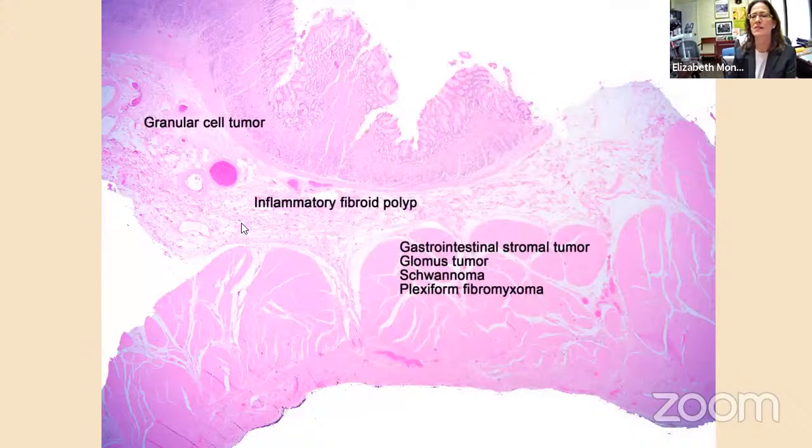Okay, now we get into the stomach. We start to see mesenteric lesions in the stomach, but I'll focus on those as we go further. You still see your granular cell tumors in the stomach. They're up here. Inflammatory fibroid polyps are in the submucosa, and here are the suspects that we might see in the muscularis propria.